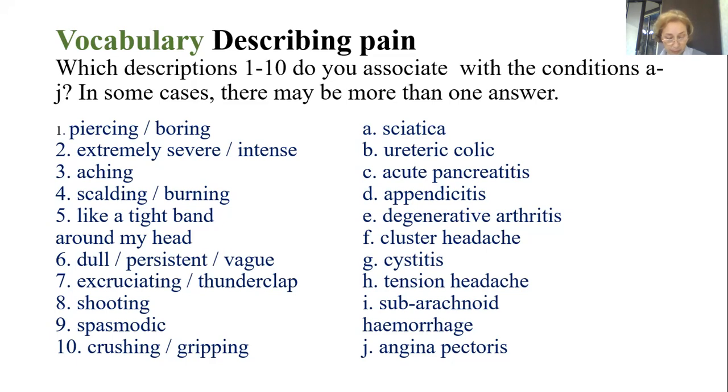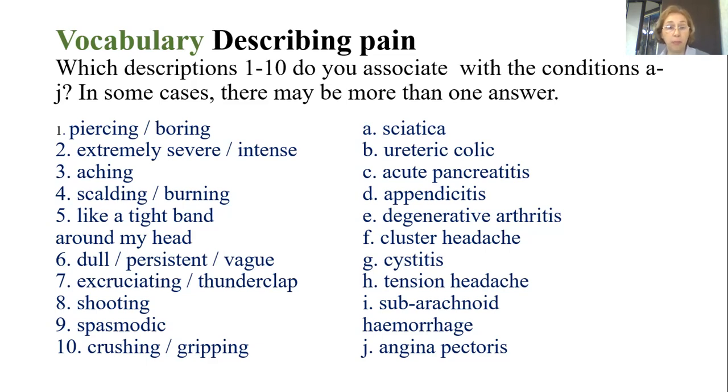Aching. Line 3. It's going to be headache. Okay, aching headache. Or what? Aching what? For example, we can say degenerative arthritis. So this adjective can be used with this kind of condition.